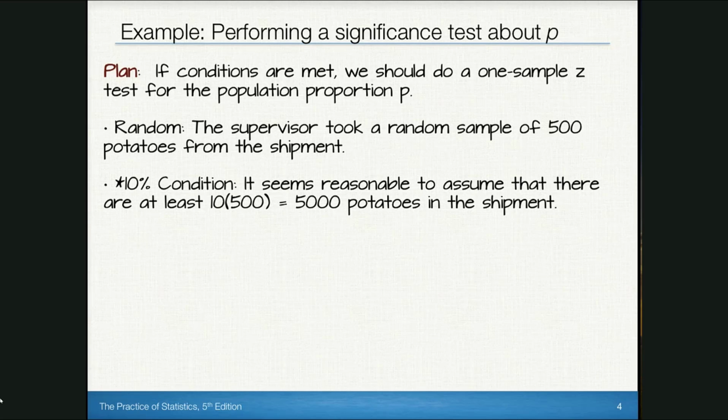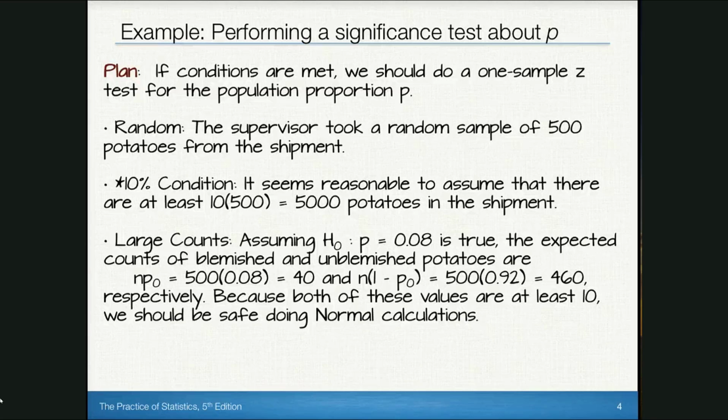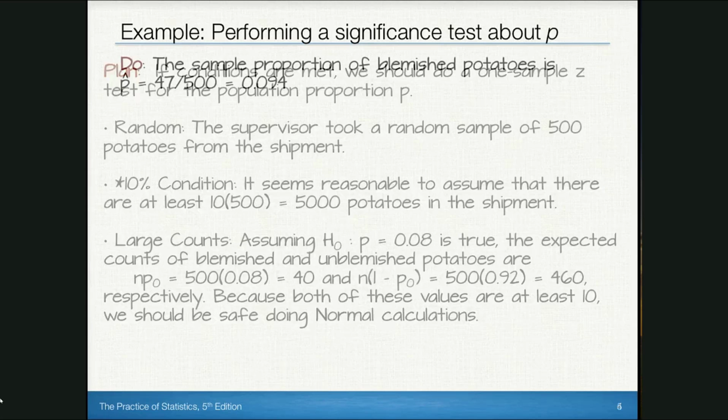Next, for our 10% condition, it seems reasonable to assume that there are at least 5,000 potatoes in the shipment. We'll assume it's a fairly large truck and there are lots of potatoes in there. Finally, we need to check our large counts. Assuming that the null hypothesis is true, the expected counts of blemished and unblemished potatoes would be 40 and 460 respectively. We find that by multiplying our sample size times the null p, the 0.08, and then our sample size times 1 minus that value. Because both of these values are at least 10, we should be safe doing normal calculations. So it looks like our conditions are met and we're safe doing a 1-sample z-test.